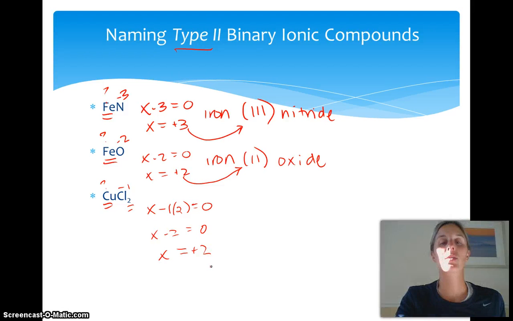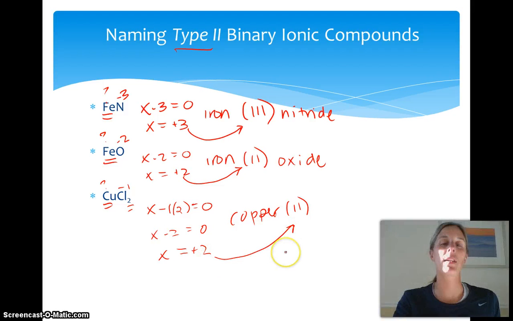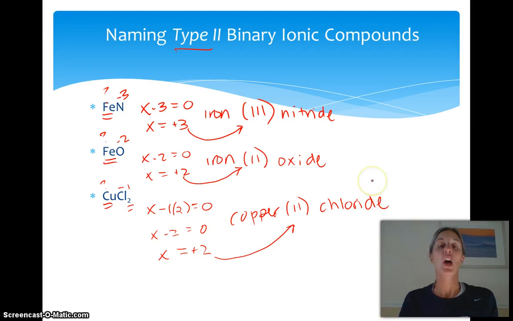So in this case, we would copy down the word copper as our first name. And since we have a +2 charge, that would be what goes in our parentheses. And the chlorine would get the IDE ending to become chloride. So that's the big difference in type 2 naming. In a type 2 compound, you have to put the charge in parentheses in Roman numerals.